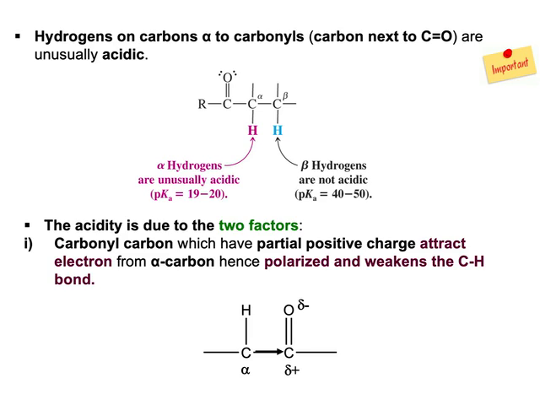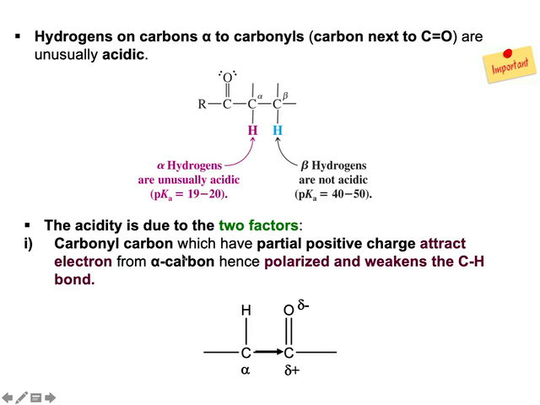First we learn about the acidity. Look at this carbonyl. To designate this carbon as alpha, it must be near the C double bond O. So the hydrogen attached on the alpha carbon is very acidic. So the reaction can occur on this one compared to beta. Beta hydrogen is not acidic. Alpha hydrogen is acidic due to two factors.